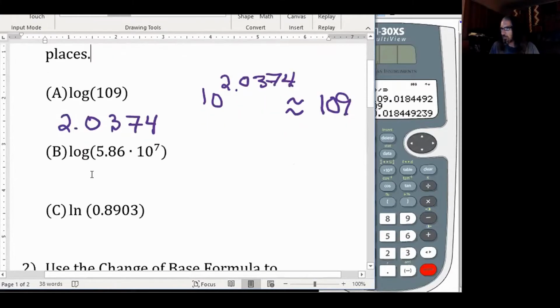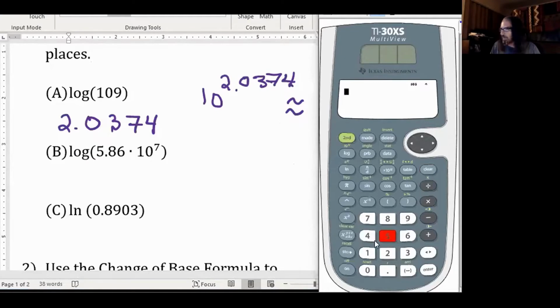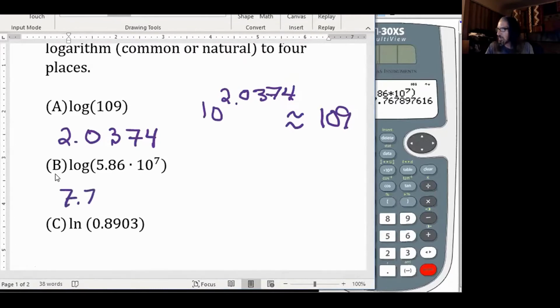Now, this next one, 5.86 times 10 to the 7th, that's kind of a big number, but not something so large that the calculator can't handle. Move yourself out of that exponent and then close the parentheses. Rounding that to 4 places. Going to the 10,000ths place, we've got 8, but then that 9 right after it, we're going to round that up. So 7.7679.